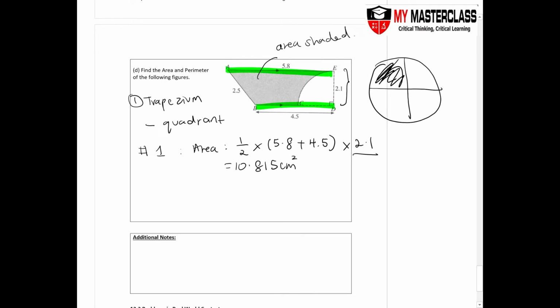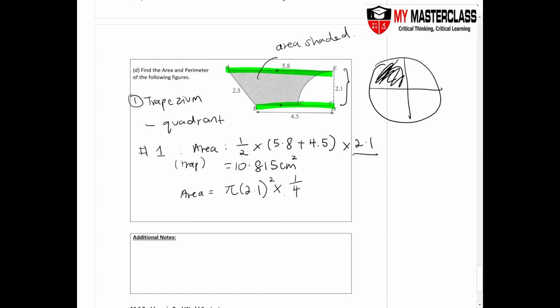In this question, they're asking for the shaded area, right? So you will have to find the area of your circle. So this is your trapezium. You have to find the area of the circle and then you divide it by 4. So pi, what is the r? The r is 2.1. You take 2.1 squared, pi r squared, that is the area of a circle. You will multiply it by 1/4, which is equivalent to division by 4.